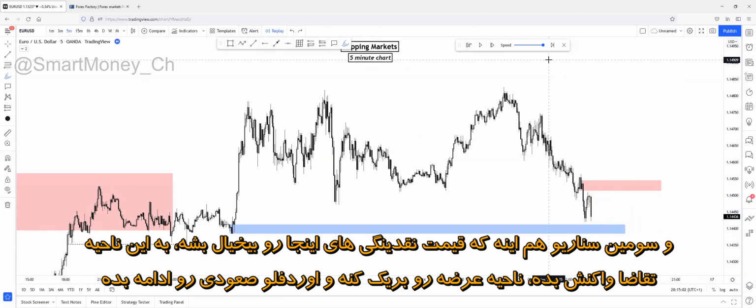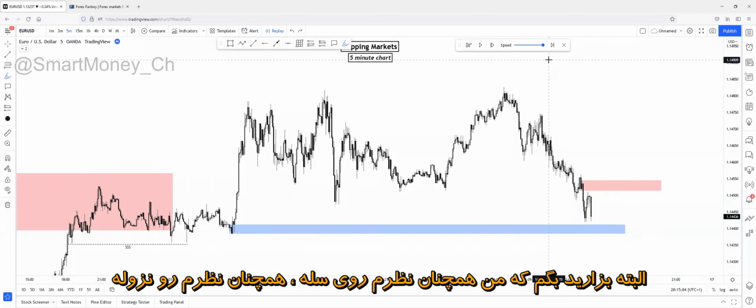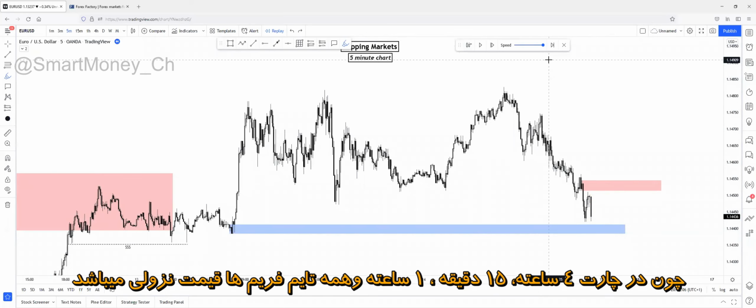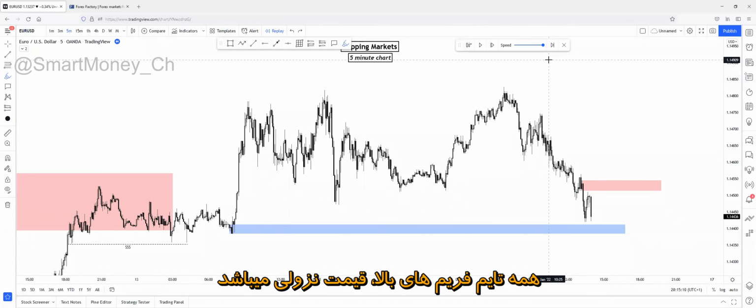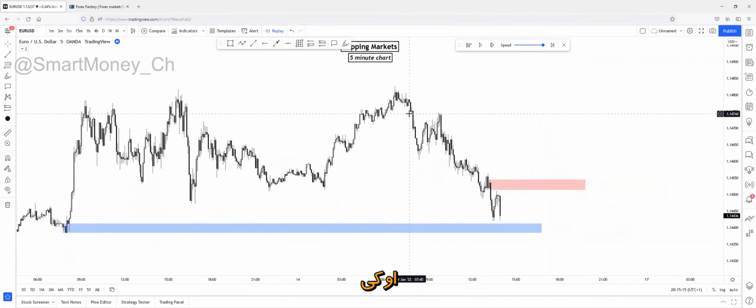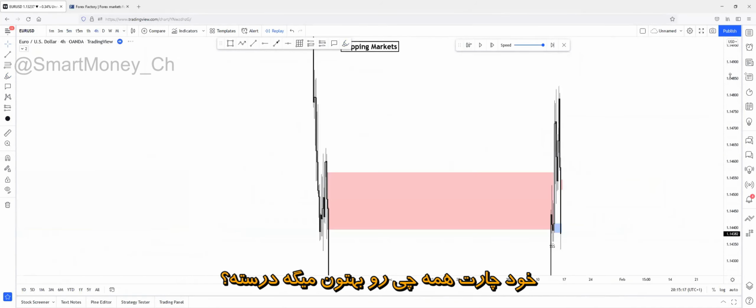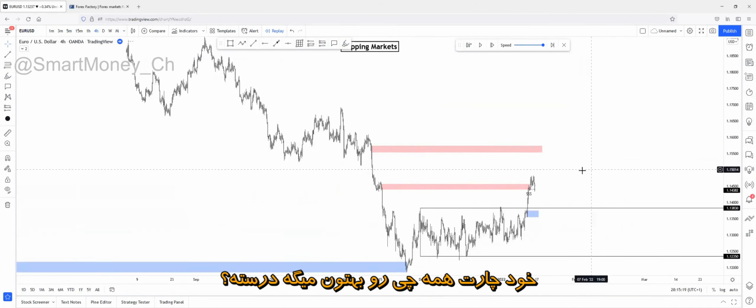But let me just point it out that I'm still pretty bearish on this chart. I'm still pretty bearish because our 4-hour chart or 15-minute chart or 1-hour chart, every single time frame is still bearish. The higher time frames basically are bearish. Okay. You can just simply tell by looking at the chart, right?